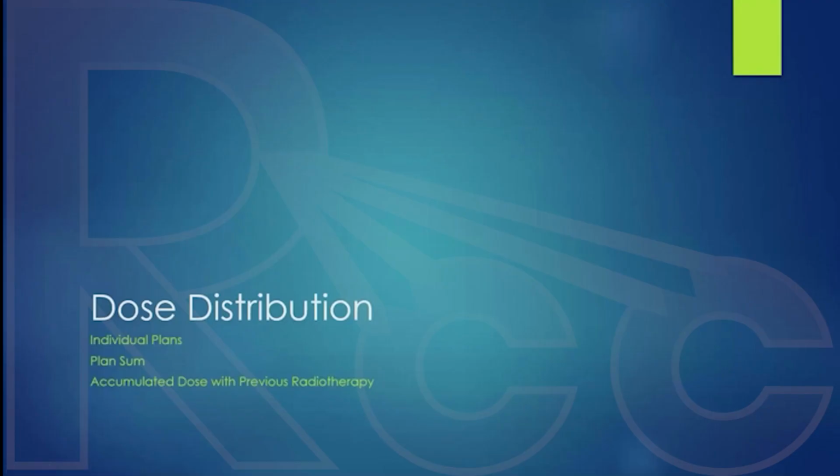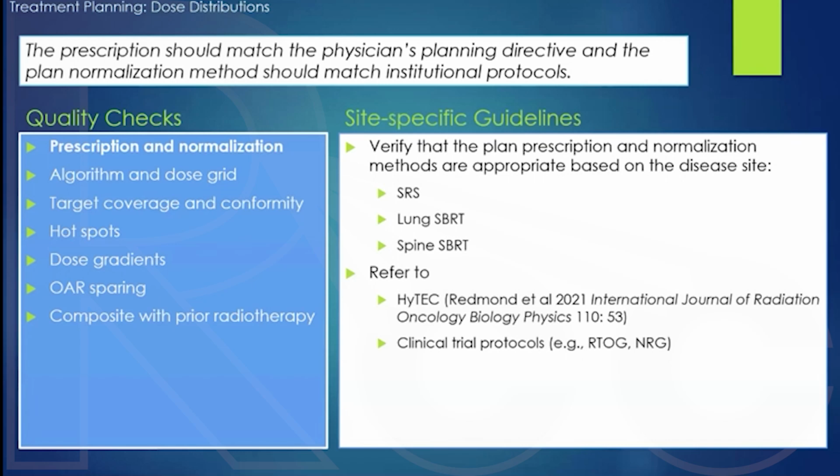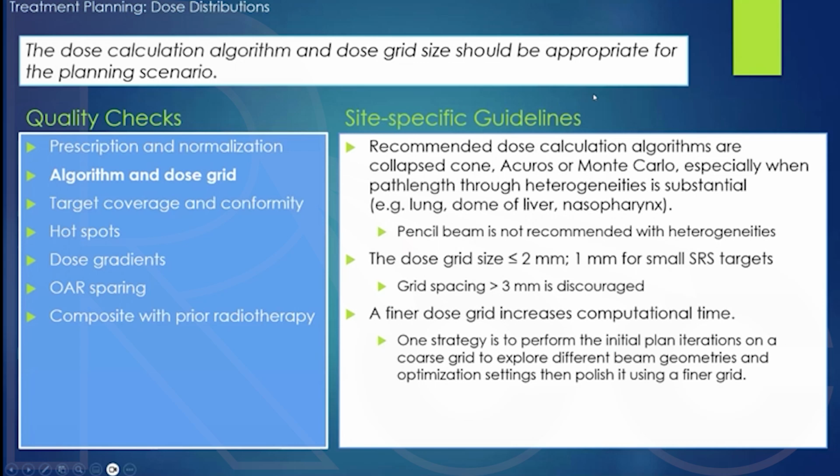Okay, let's talk more about the dose distribution. The prescription dose should match the physician's planning directive and the normalization method. You can verify the planned prescription or normalization method is appropriate based on what's being treated. And this can be different for SRS, lung SBRT, spine SBRT. Refer to HyTEC and to clinical trial protocols for knowing what's recommended in terms of normalization, especially the clinical trial protocols. The dose calculation and the grid size are important, and this can be different than with conventional RT.